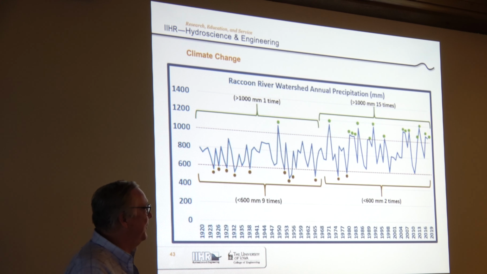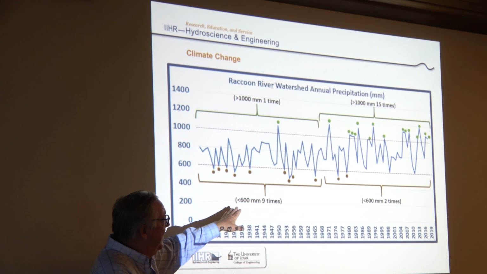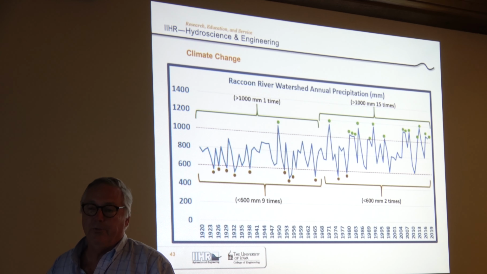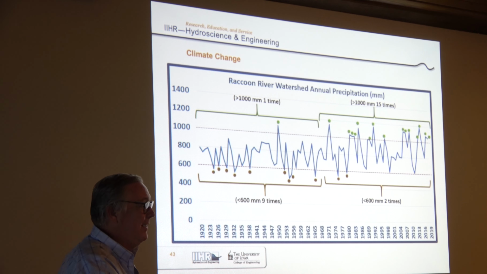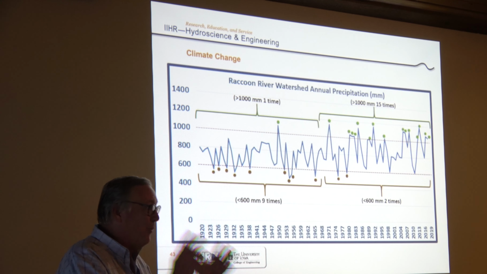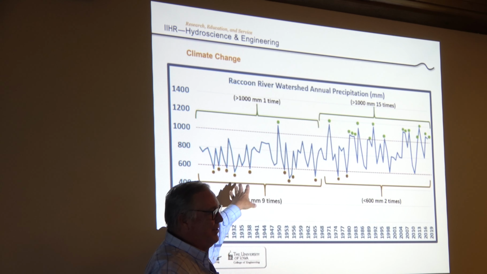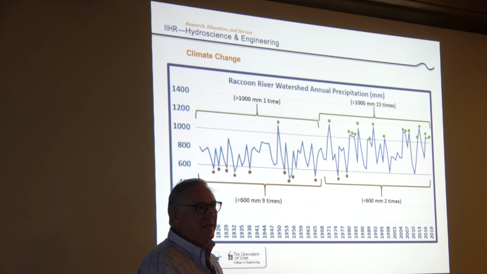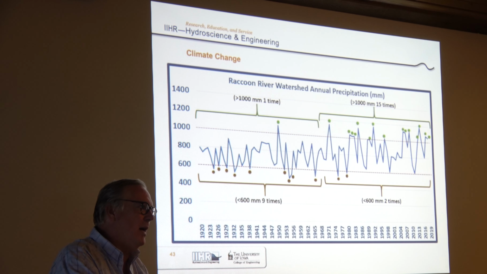In the last 50 years, and in terms of drought, less than 600 millimeters. In the first 50 years, 9 times, less than 600 millimeters. In the last 50 years, only 2 times and none since 1980. And so a lot of us think, 2012, wow, that was horrible, right? 2012 would barely even register as a severe drought here in this first 50 years. And so it's getting wetter here, right? It's getting wetter.